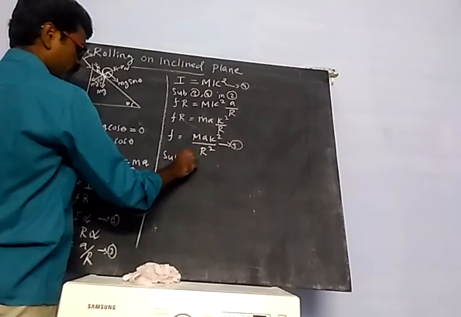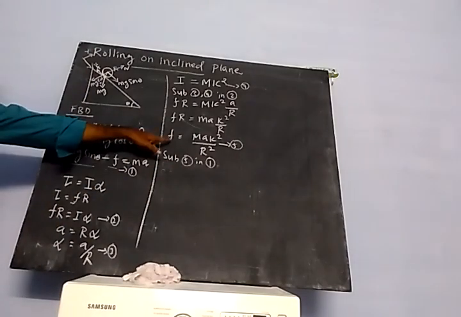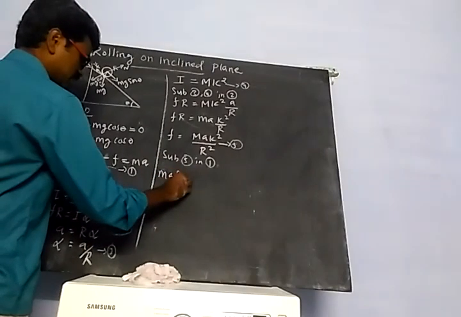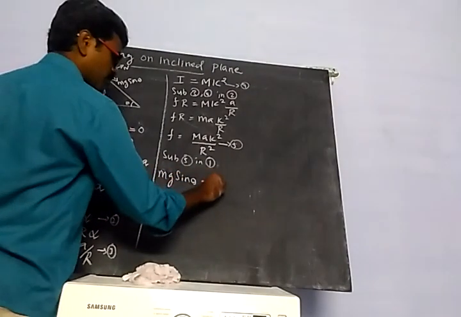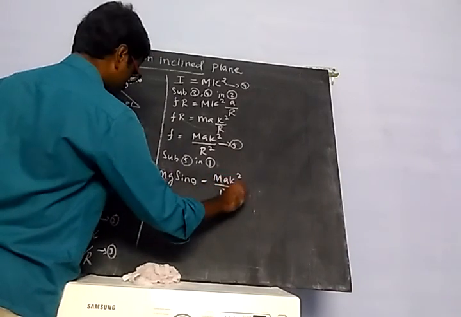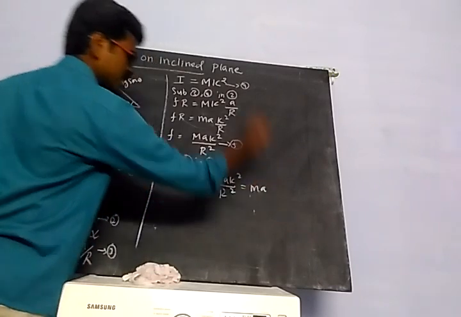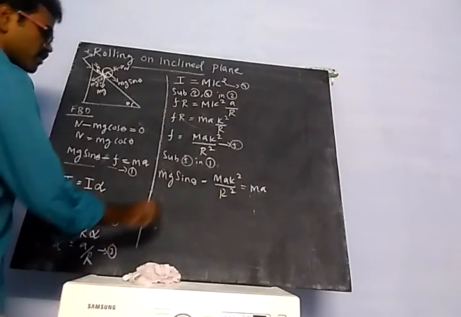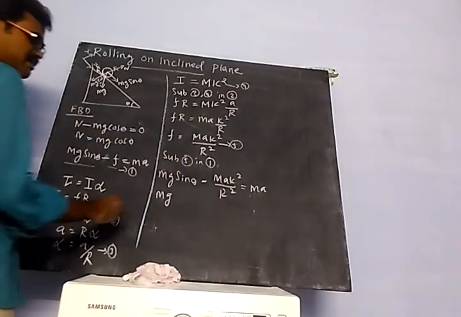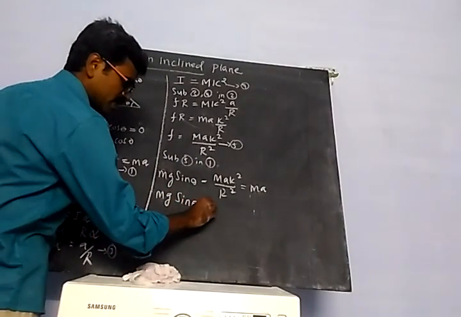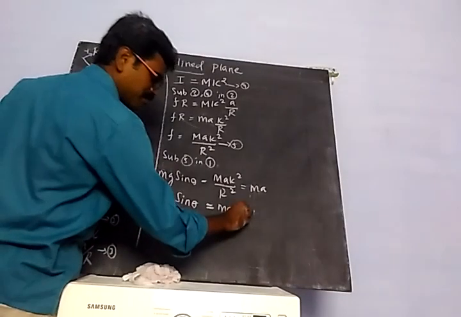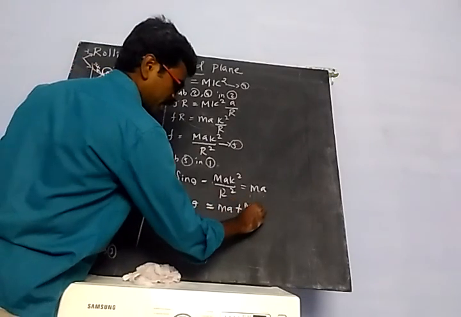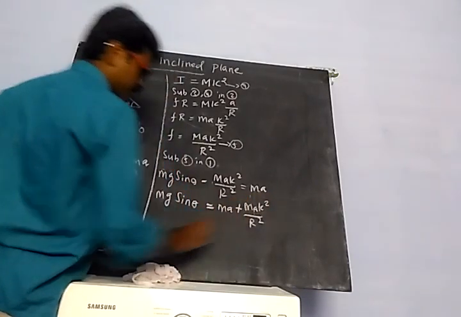Substitute 5 in 1. F is equal to ma k squared by R square, and you can substitute this value in the first equation. Mg sin theta minus ma k squared by R square is equal to ma. Then rearrange this equation: mg sin theta is equal to ma plus ma k squared by R square.